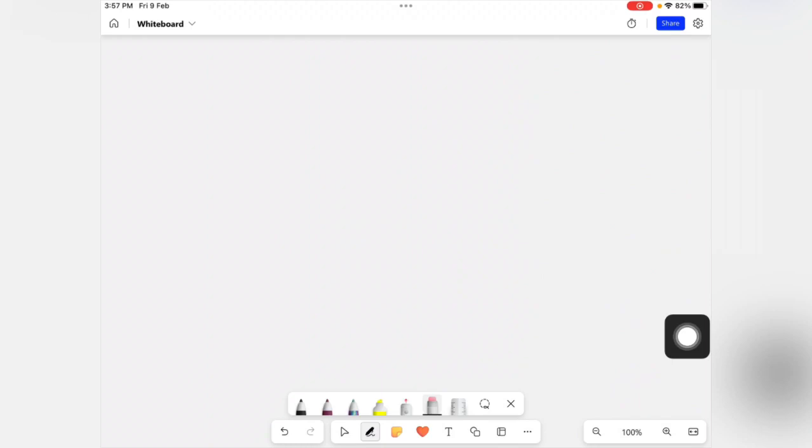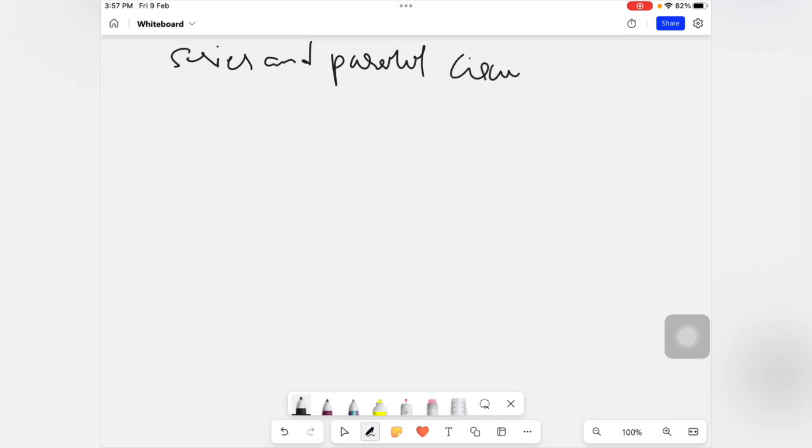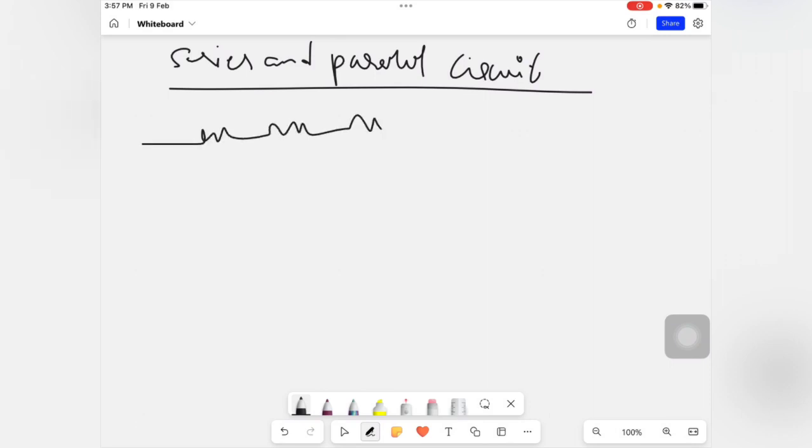Students, in this class we will discuss problems on series-parallel circuits. Before starting the problem, let us recall the important points of series and parallel circuits. Suppose in a circuit a number of elements are connected in series.